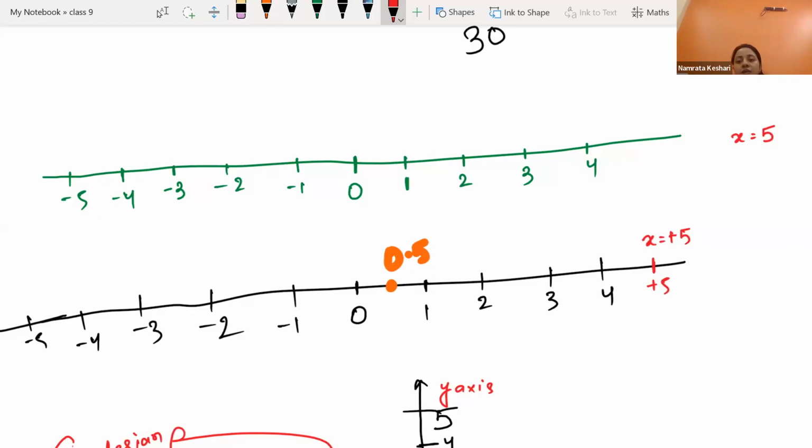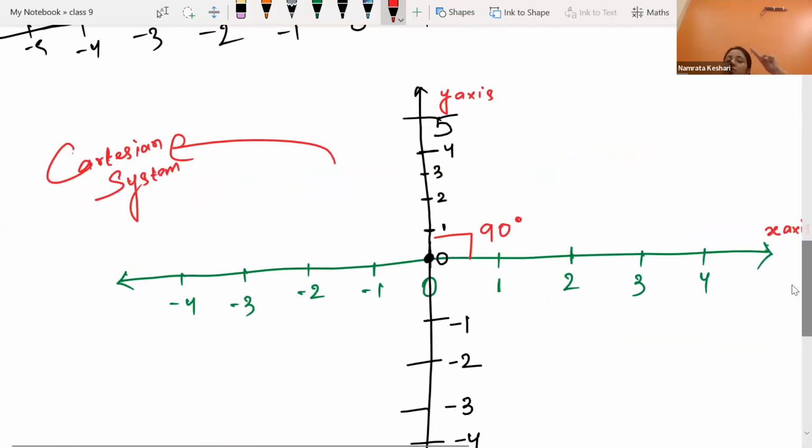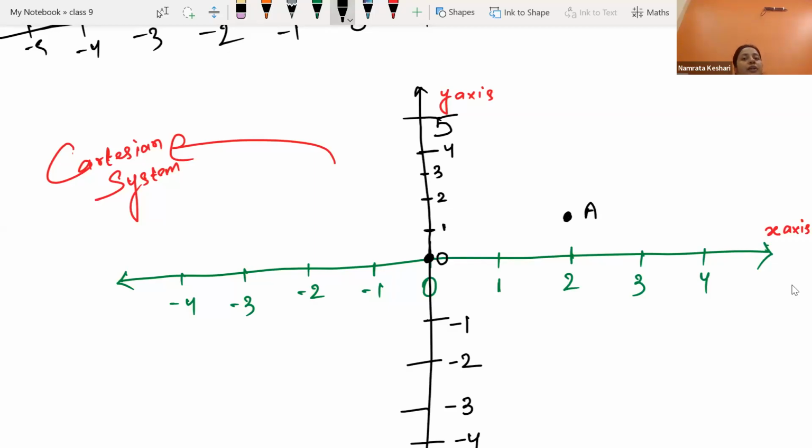Now this time we will not have just a single value, like x is 5. Since we are using two number lines, we will get a double value. The x-axis will give you a value and the y-axis will give you a value. If we have to say the location, just a moment, this point A, what is the address of point A?